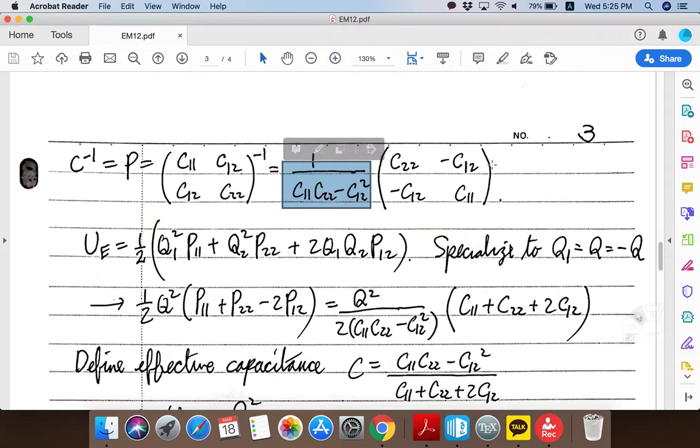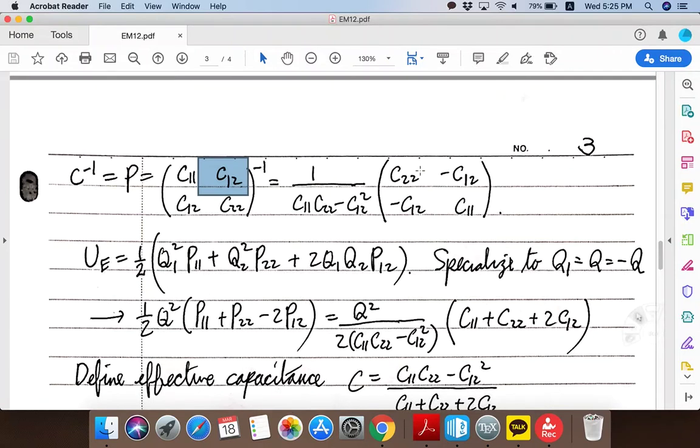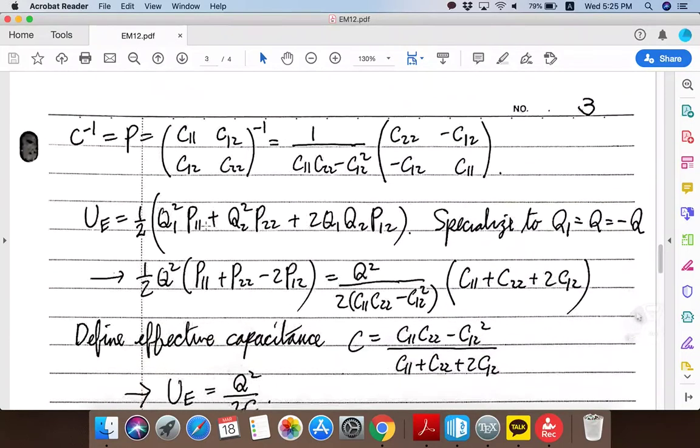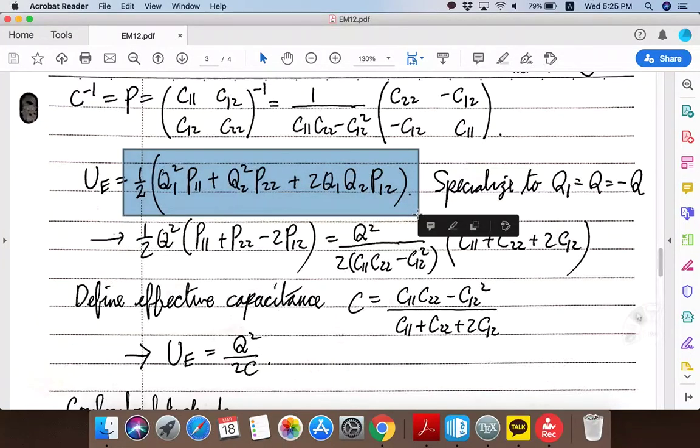And just let me remind you that C12 is negative. Although I've written it as if it's a positive thing, it's really a negative number. So now once you have this information available, then you can just write this expression explicitly like this. Okay, so that's just a formal result which is valid for general charge Q1 and Q2.